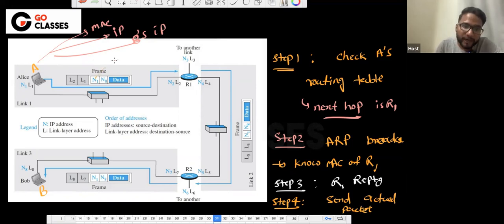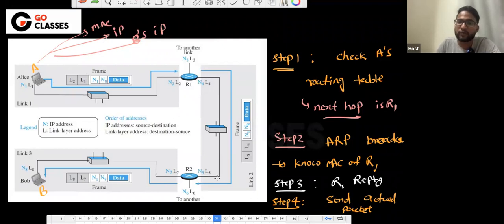containing the IP address of A and the IP address of B, because that's the destination IP address, but the MAC addresses will keep on changing. The MAC address of A and the MAC address of a router only, not the MAC address of B. I do not need the MAC address of B. When you are sending from A to B, you just need the IP address. And these MAC addresses will keep on changing from this hop to this hop, L1, L2.